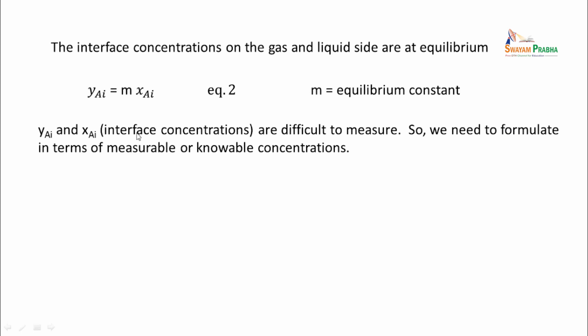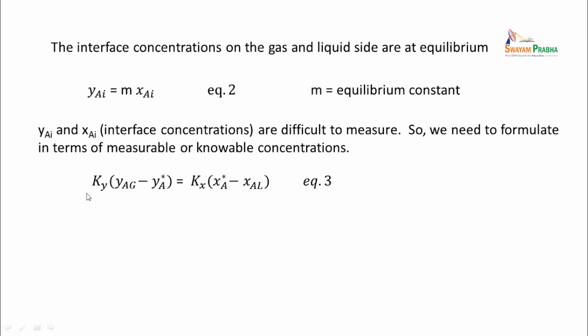The interface concentrations YAI and XAI are usually difficult to measure. So we need to formulate our equations in terms of measurable or knowable concentrations. This is very difficult to measure. Some people have measured it through some specialized probes when they did studies and established that indeed equilibrium exists there. But we cannot do it on a regular basis.